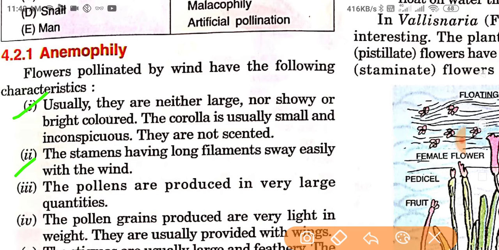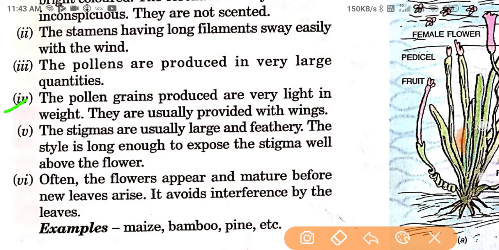Second, the stamens have long filaments that sway easily with the wind. Third, the pollen is produced in very large quantities. Fourth, the pollen grains produced are very light in weight. They are usually provided with wings. Because they are very light, they can easily be carried away by the wind. The stigmas are usually large and feathery. The style is long enough to expose the stigma well above the flower. Often the flowers appear and mature before new leaves arise. It avoids interference by the leaves.